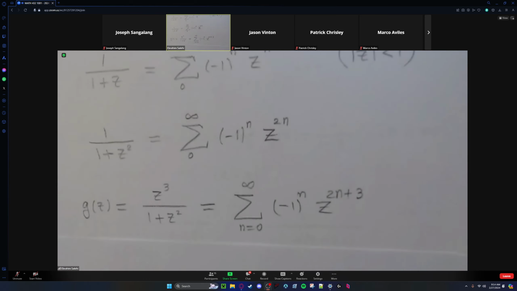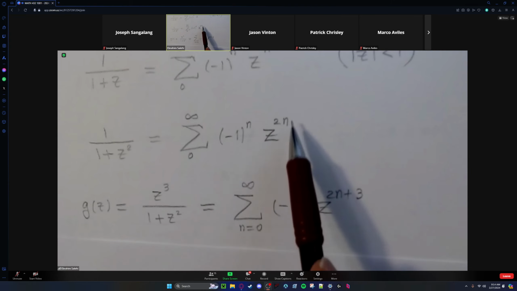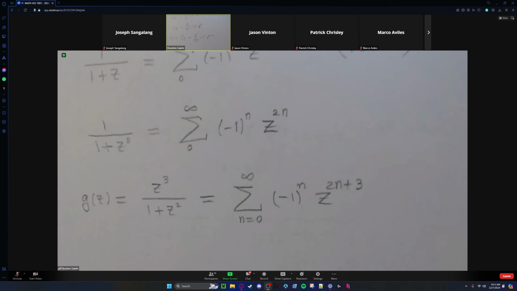You multiply by z cubed. So z cubed goes inside. You get 2n plus 3. All right. So a very good example of the process of using shortcuts. All right.